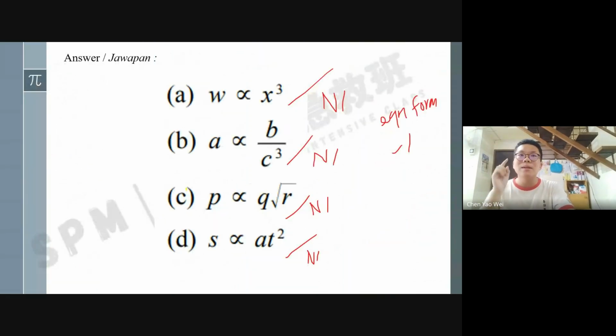And if you miss write your answer in equation form, itu tak kira jawapan. Terus potong markah. Unless question asking for you to write in bentuk persamaan. Kena ingat benda ini. Okay?